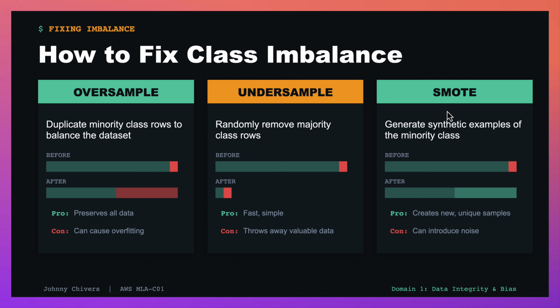There is the ability to do SMOTE, which is where you create synthetic examples of the minority class. So you take the red class and synthesize data that looks like the minority class out of that data. It creates new and unique samples, but it can induce noise. So there are pros and cons to each one of these techniques. For the exam, you will need to know each one.